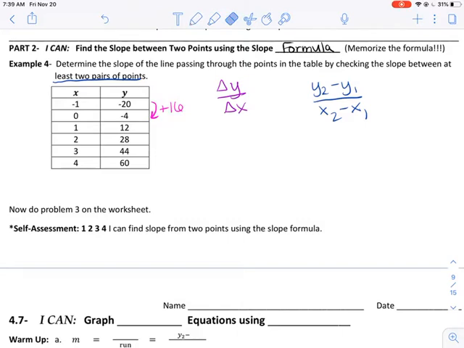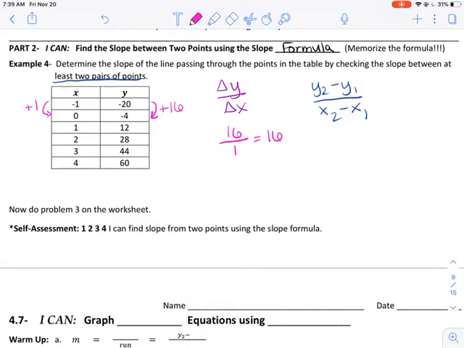All right. Then on the right, we're going to find the change in x. -1 goes up 1 to get to 0. So then I'm going to put these in my fraction. The change in y was 16 over the change in x was 1, and so it equals 16. 16 divided by 1 equals 16.